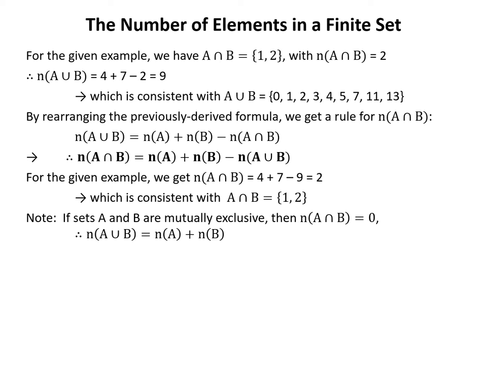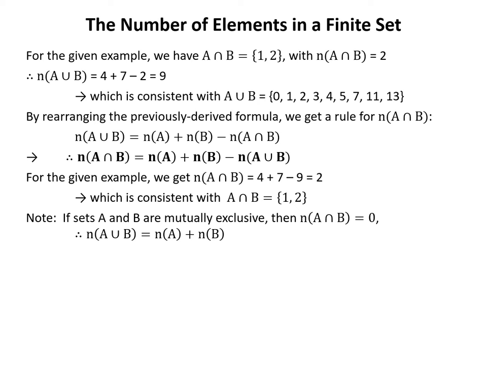Now, if we rearrange the previously derived formula for the number of elements in A union B, we can get a similar rule for the number of elements in A intersection B. So if we start with that formula where we've got n(A union B) equals n(A) plus n(B) minus n(A intersection B), if we just rearrange using our usual rules for algebra, we end up with the following formula, which looks very similar to the other one: the number of elements in A intersection B is equal to the number of elements in A plus the number of elements in B minus the number of elements in A union B. In other words, these two formulas are equivalent, other than you just swap n(A union B) and n(A intersection B) to swap places.